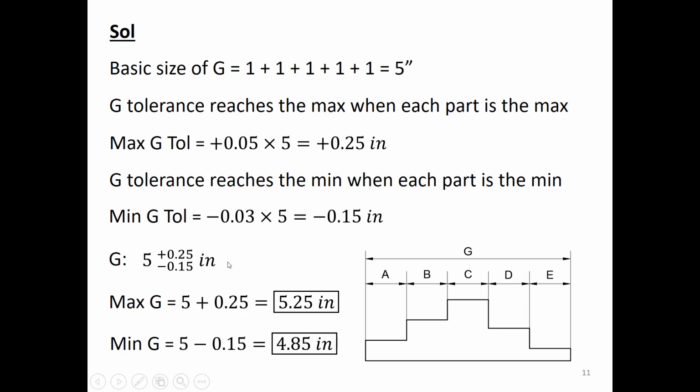So the dimension of G is going to be the basic dimension plus the upper tolerance or minus the lower tolerance. So the maximum size of G is going to be the basic dimension plus the upper tolerance, which is 5.25 inch. And the minimum size of G is going to be 5 plus the lower tolerance, which is 5 minus 0.15. This is the minimum size of G.